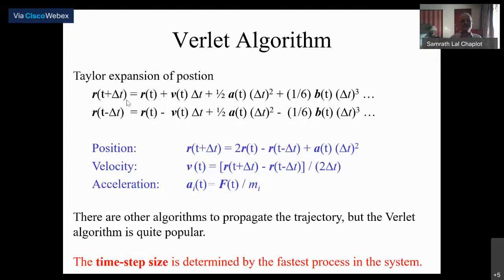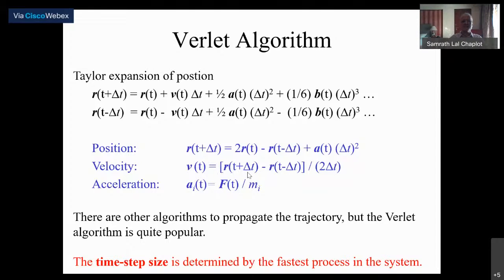And therefore, if I sum the two, I can write it like this: r(t plus delta t) is equal to 2 times r(t) minus r(t minus delta t). These terms are cancelled when we sum the two, and this will be summed over, and we ignore the higher order terms here. So the position at time t plus delta t can be determined from the previous positions at t minus delta t and at time t, and the acceleration at time t. Okay, so this can be done.